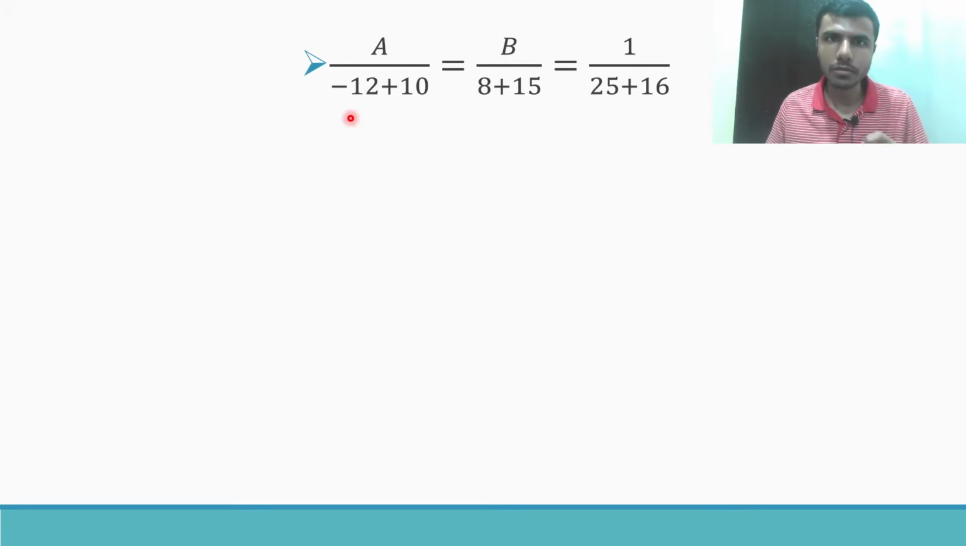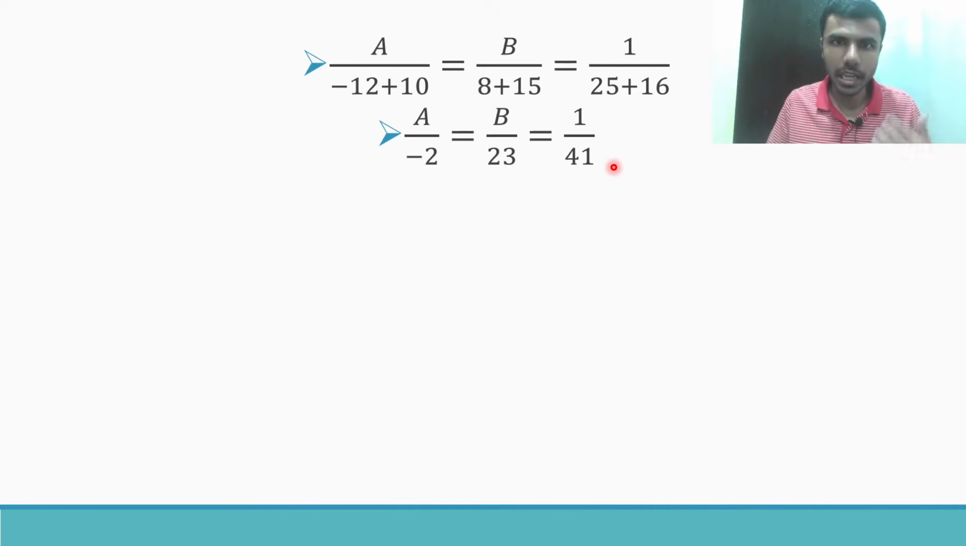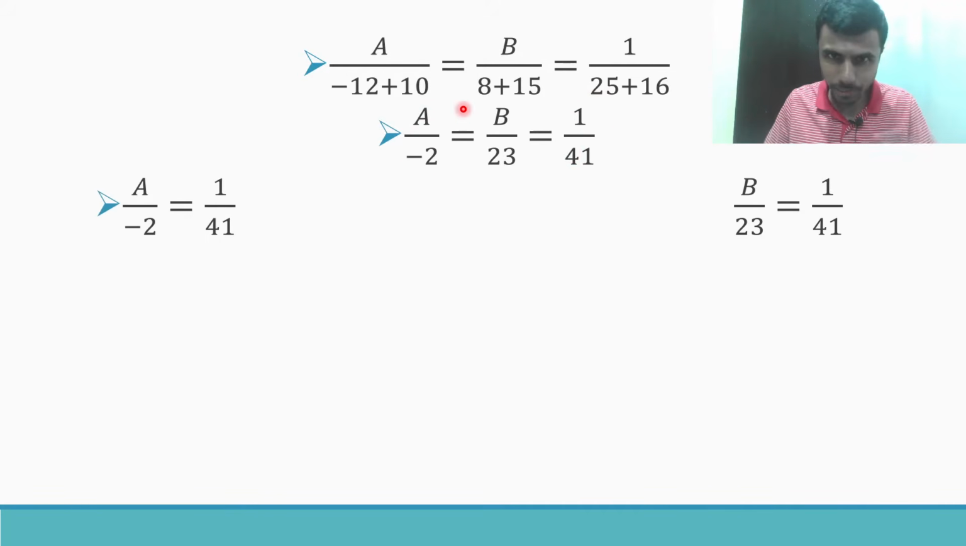Fine. Next, minus 12 plus 10 is nothing but minus 2. Okay, and 8 plus 15 is 23, and 25 plus 16 is 41. All good. Chalo, now let me take a by minus 2 is equal to 1 by 41. Fine. A by minus 2 is equal to 1 by 41 separate, and b by 23 is equal to 1 by 41, so that I can get a and b simultaneously.